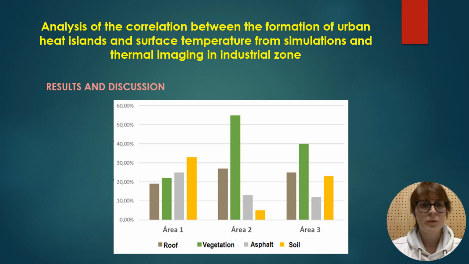Let's talk about the results and discussion. This figure shows the physical composition of each area: roof, vegetation, asphalt, and soil. Areas 1 and 2 have approximately the same percent of waterproof surface, 41%, but area 2 has an area covered by vegetation 58% greater than area 1.